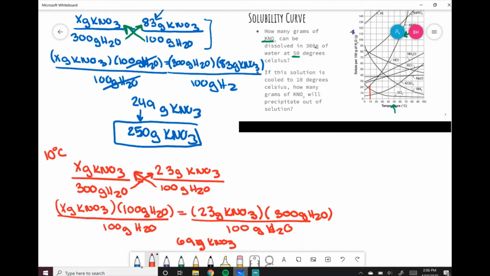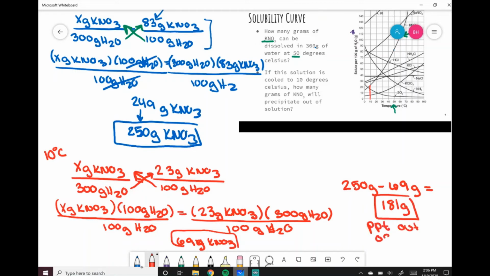So if we think about that, that's how much can dissolve. What we originally had in there was 250 grams. So how much will actually precipitate out? Well, 250 grams minus 69 grams is going to be 181 grams. So that's how much will precipitate out. So I'm going to put PPT for precipitate. So that's how much will precipitate out of solution. And so those are the solubility curve problems.